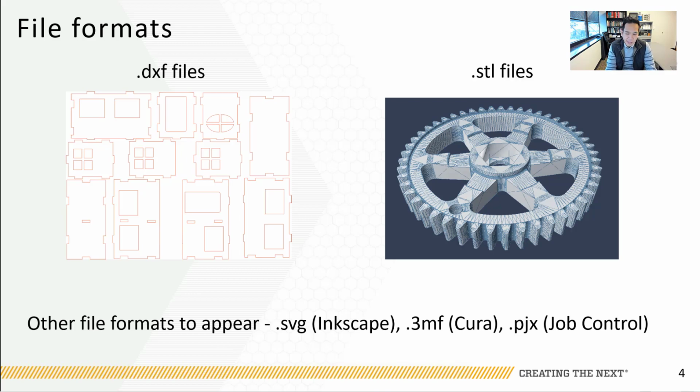Other kinds of file formats that you're going to run into in the next several weeks are SVG files, which are Inkscape files that are used to save the layouts for a particular file. We have 3MF files, which are the Cura files that are the G-code that you use for 3D printing. And then you have PJX files, which are the files that have some of the commands for the laser cutter embedded in them. And those are used for Trotec Job Control.